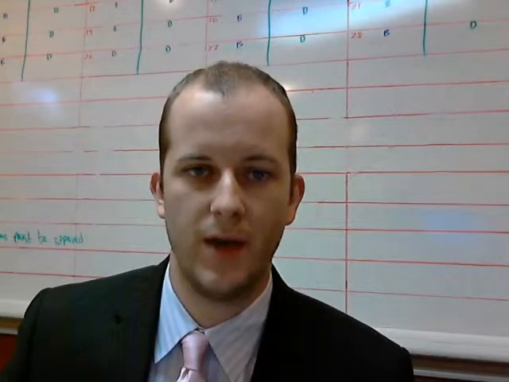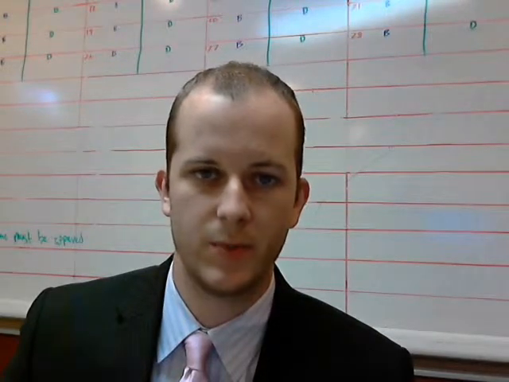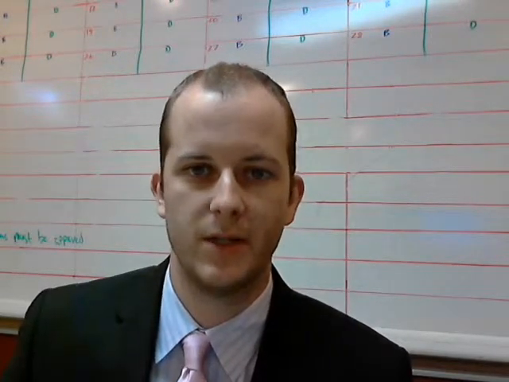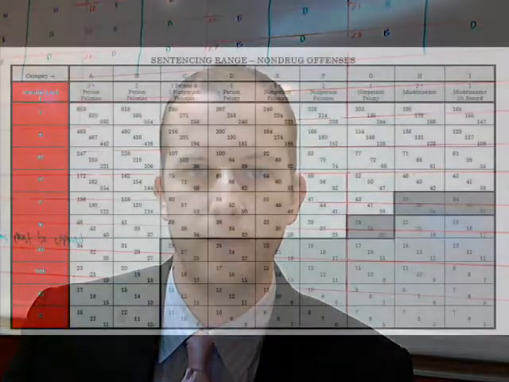Now that you know what your criminal history score is, the next step will be determining the severity level of the crime. On the far left-hand side, which I've highlighted in red, are the severity levels. You can usually determine this by looking at your charging document or your information, and based on the specific part of the law that the state's alleging that you've broken, it will have a severity level listed out.